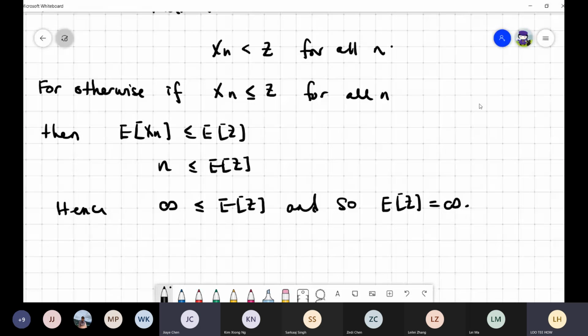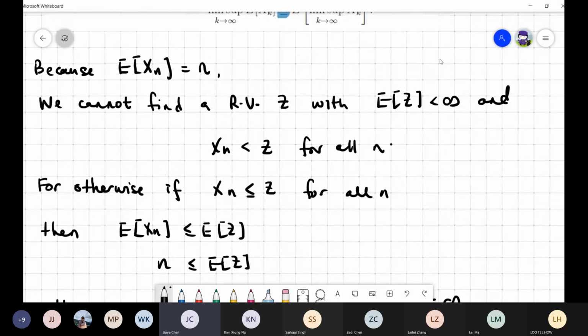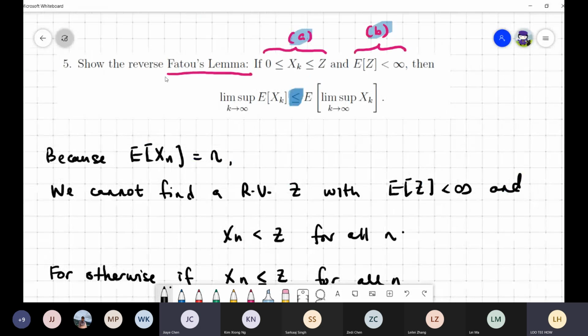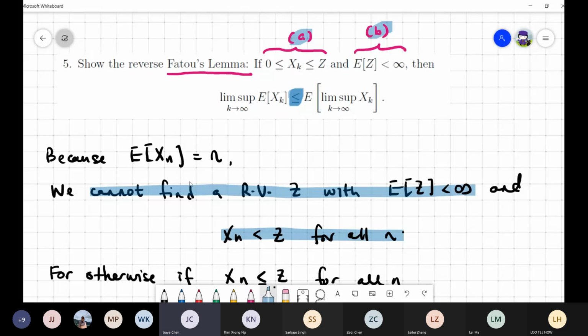Okay, so that's the reason why we cannot apply the reverse factor lemma over here. The reason is we cannot find a random variable with both this and this. Right, so I think that's it for our tutorial 4. Okay.